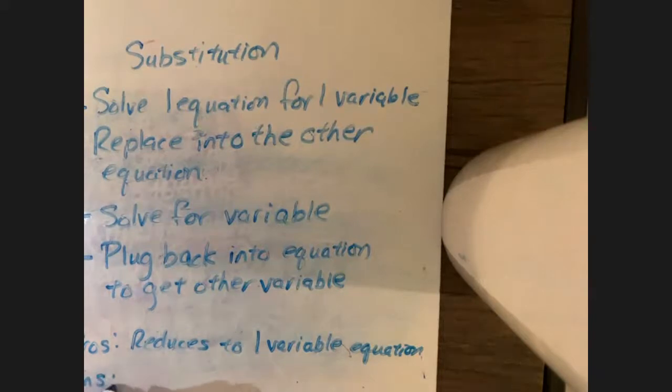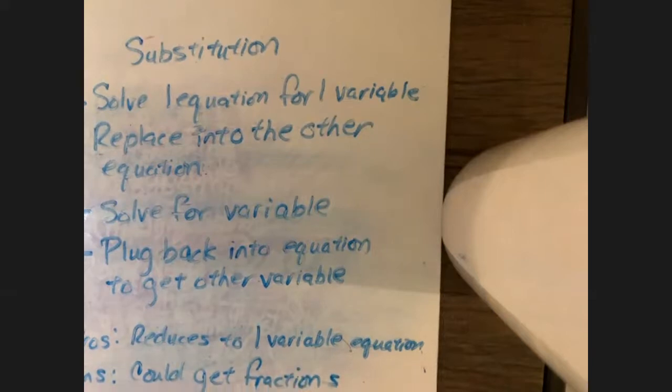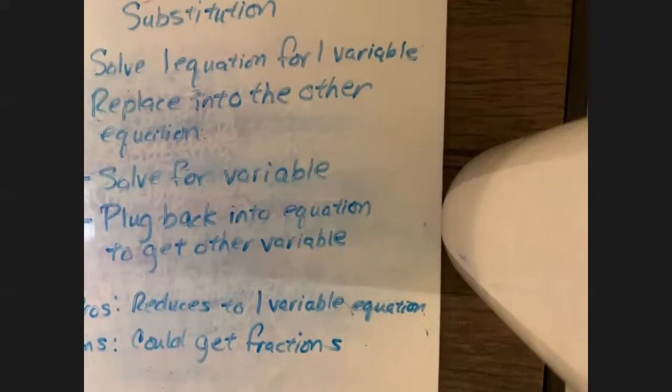One of the cons is, when you're getting one of your letters by itself, you could get fractions, okay? Like we saw when we were doing that graphing one where I needed to divide by 2, I wound up with like 1/2 x. That could happen, and then I'm having to take that equation that has fractions in it and plug it into the other one. So now I've got fractions having to be dealt with in the solving situation. Now, it doesn't always happen that way, but it could happen that way, okay?